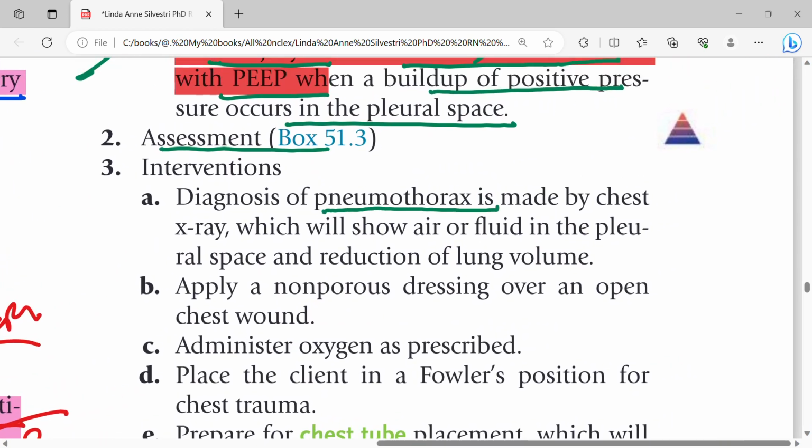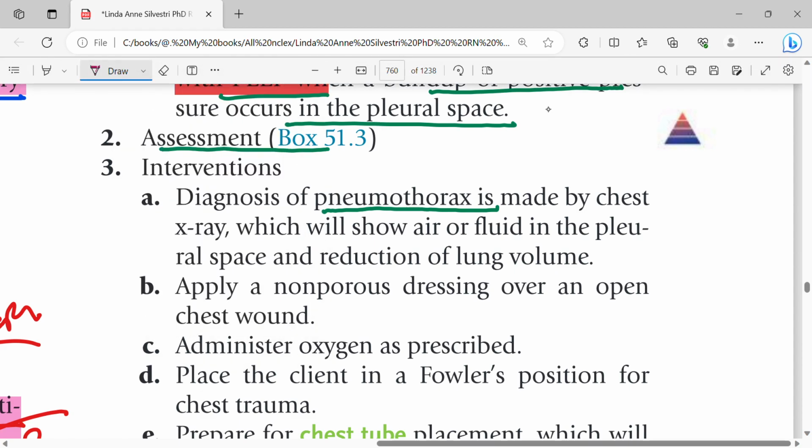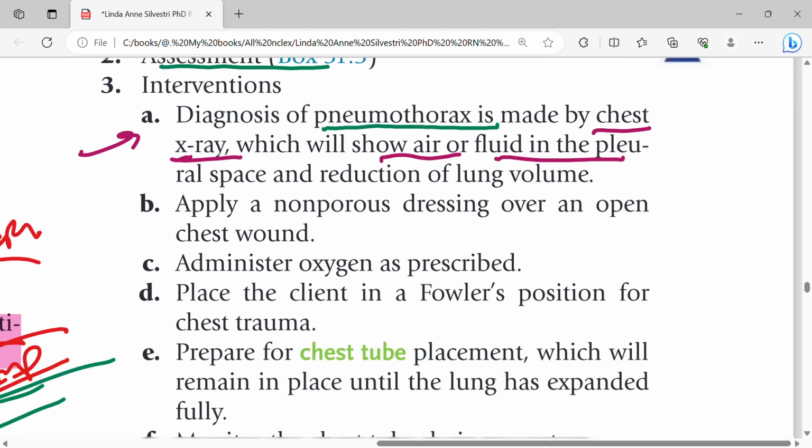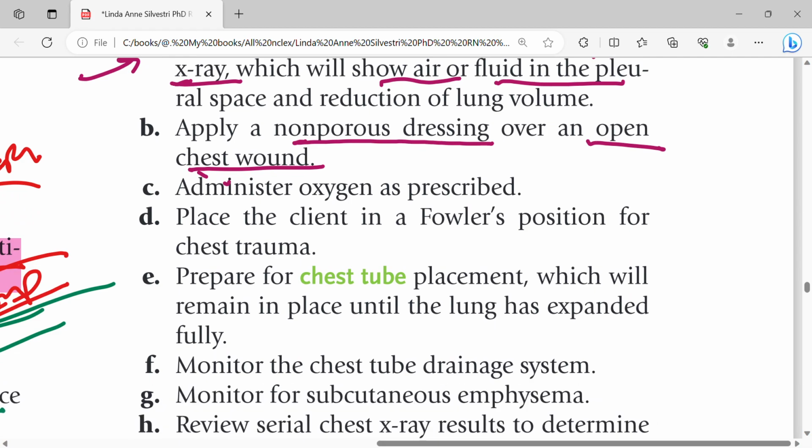Diagnosis of pneumothorax is made by chest X-ray. So we can go for a chest X-ray. We will see whether air or fluid is present in the pleural space. Apply a non-porous dressing over an open chest wound. So we can provide the non-porous dressing.